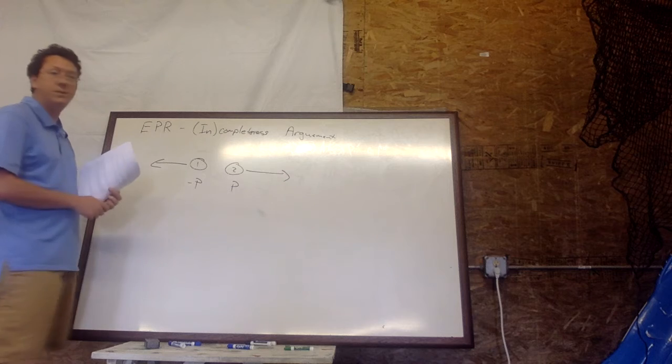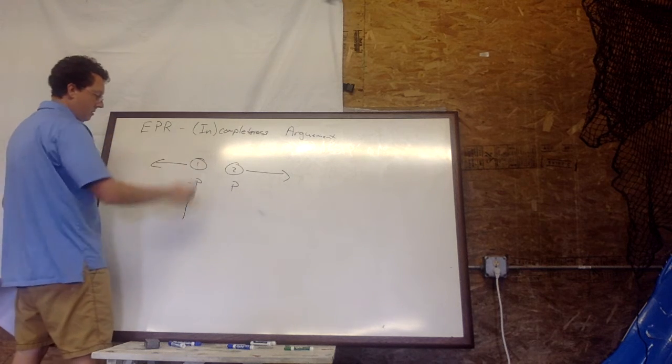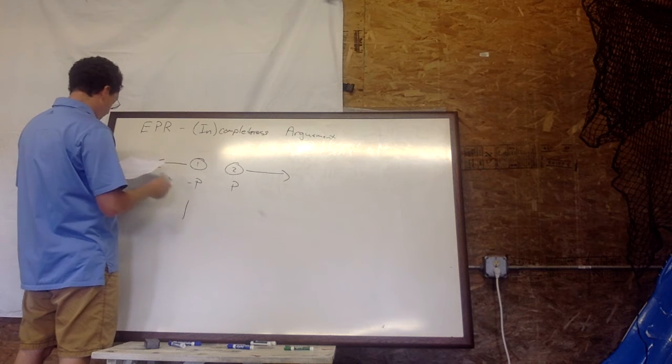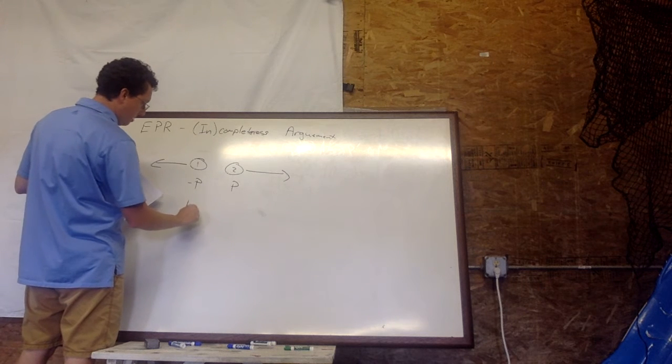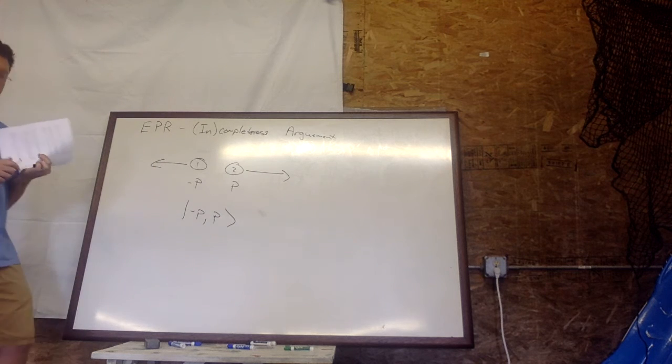Okay, how would you describe said state? Well, you would say the total system is in a state, and I wrote them, but I'll say minus p, p, 1 and 2. Okay?